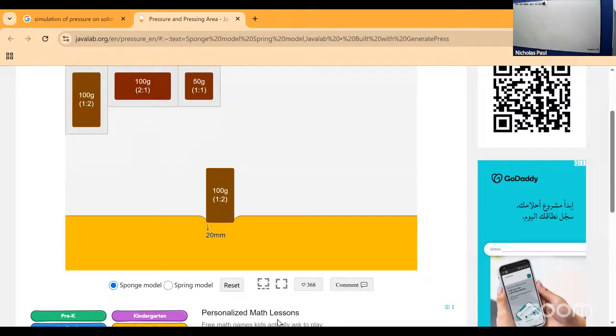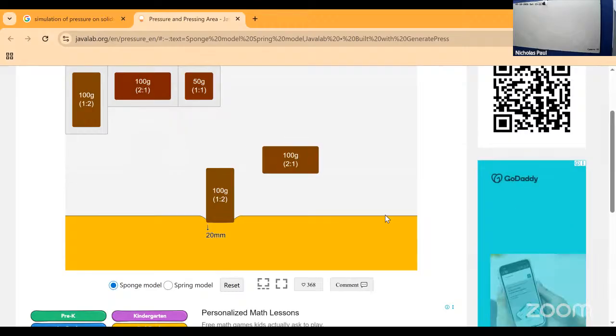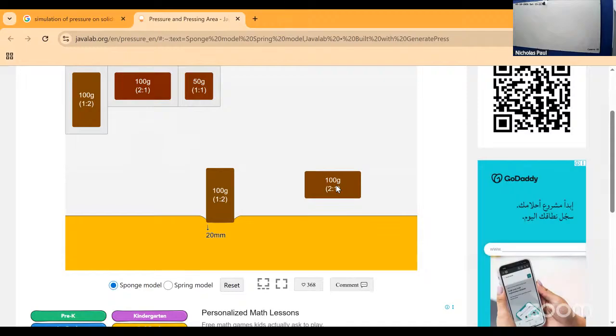Look at this next guy here, Krista. Look at this next guy here. Also 100 grams, but this guy a little bit wider. You're seeing that? He went in, boom, boom, boom, 10 millimeters. You're seeing that? So who went in further so far?